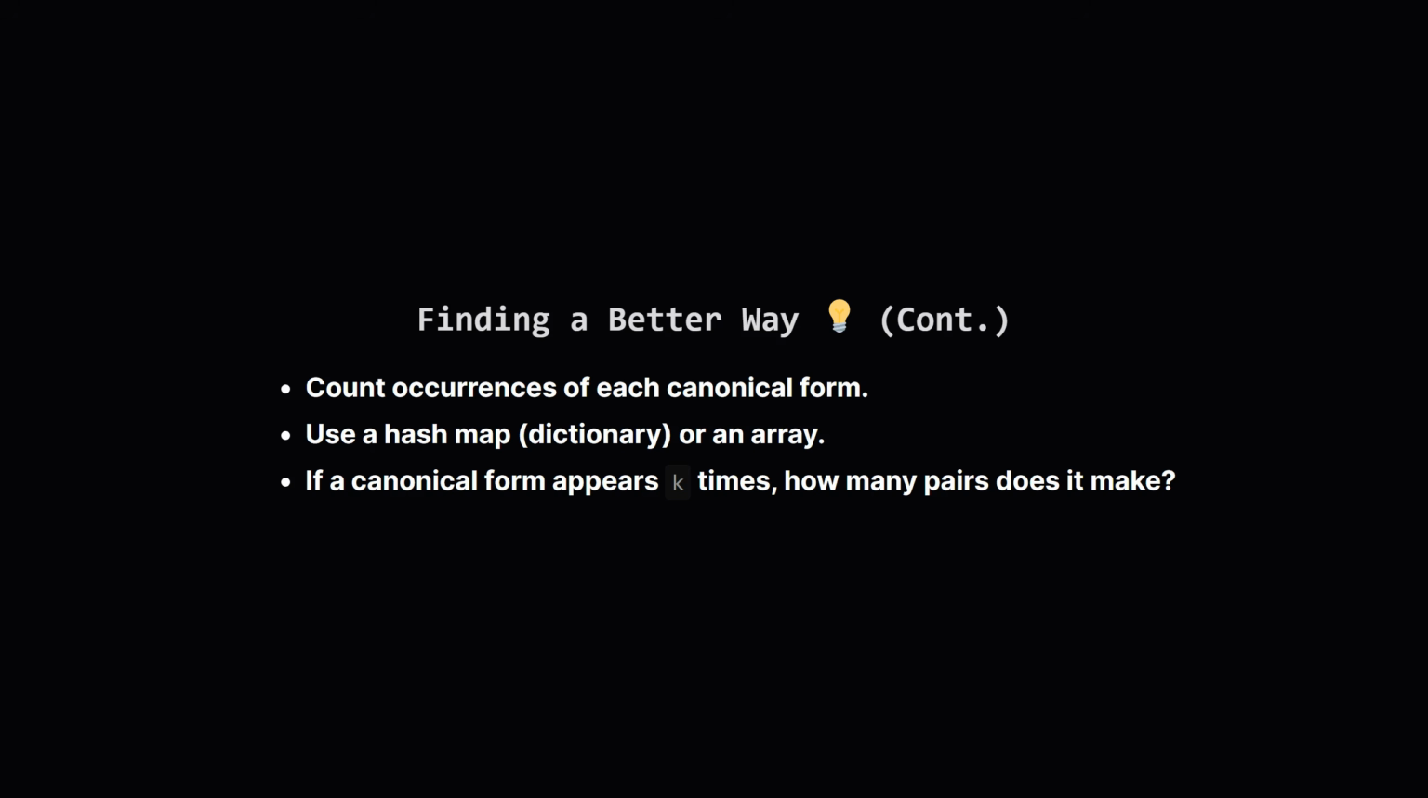Now that we have the standard way to represent each domino, we can just count how many times each standard form appears in the list. We could use something like a hash map or a dictionary to store these counts. We go through our original list, convert each domino to its canonical form, and then increment the count for that specific form in our map. For example, if we see 1, 2, then 2, 1, then 1, 2 again, our canonical form 1, 2 would have a count of 3.